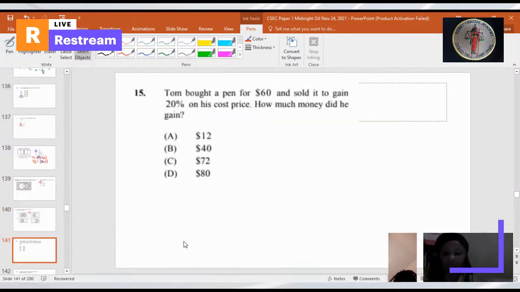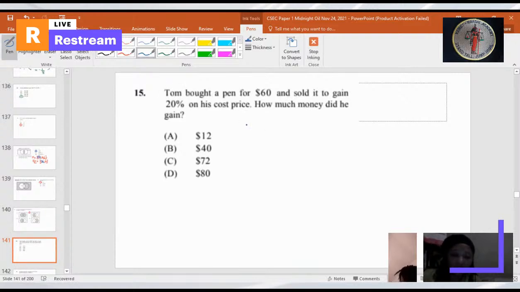Read number 15, please, Jason. Number 15. Tom bought a pen for $60 and sold it to gain 20% of the cost price. How much money did he gain? So they want to know just the profit, right? Yes, miss. So it's a 20% profit he gained.